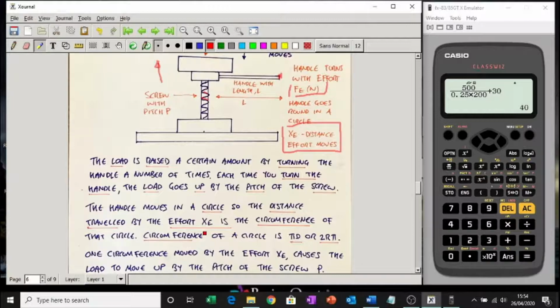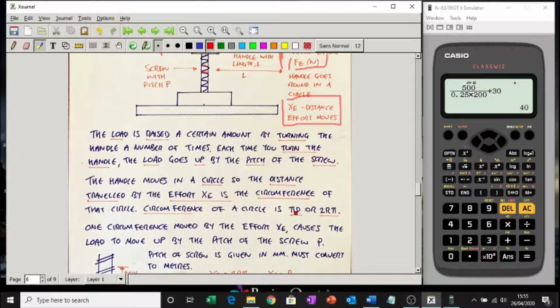So the distance is the diameter, or the radius, that's how far we are away. The distance moved is going to be the circumference of that circle. So the handle moves in a circle, so the distance travelled by the effort is the circumference of that circle. We'll assume that we're putting our hands there. We know the length of this, which is the radius of the circle.